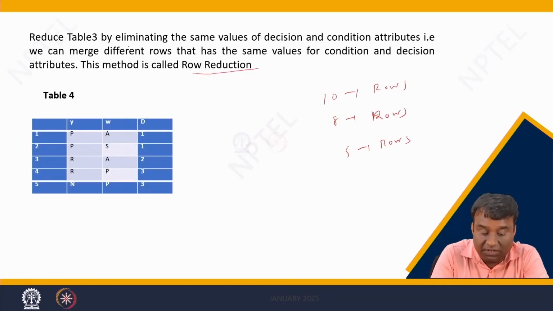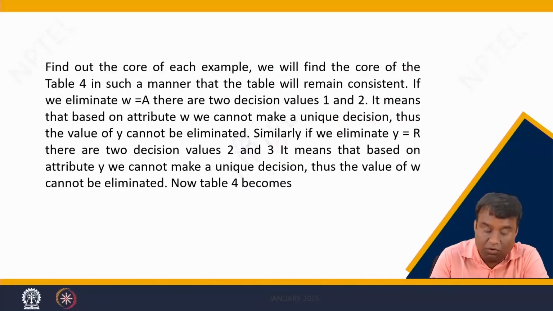So reduce table 3, eliminating the same values of decision and condition attributes. That is, we can merge different rows that have the same values for condition and decision attributes. This method is called row reduction. We will find the core of table 4 in such a manner that the table will remain consistent. So if we eliminate W equal to A, there are two decision values 1 and 2. It means that based on the attribute W, we cannot make a unique decision. Thus, the value of Y cannot be eliminated. Similarly, if we eliminate Y equal to R, there are two decision values 2 and 3. This means that we cannot make a unique decision. Thus, the value of W cannot be eliminated.